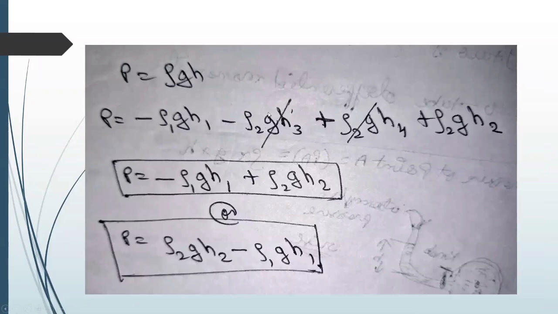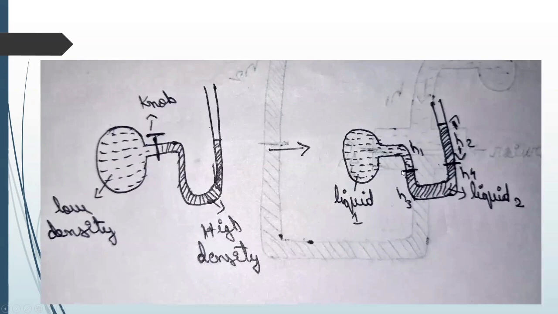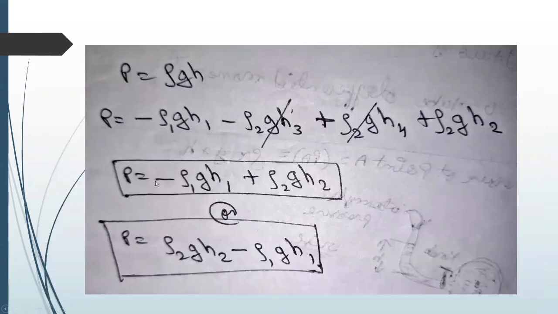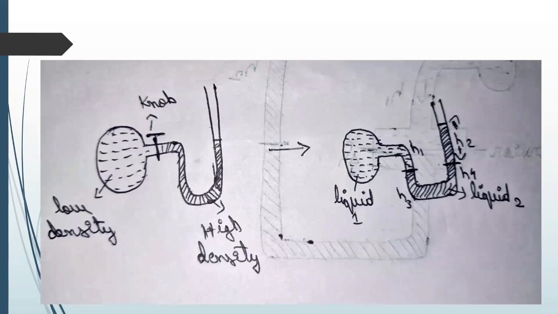तो इसमें हम rho 2 g into h3 plus rho 2 g into h4 को हम neglect कर सकते हैं, as I said earlier, because these two have the same constant level, as you can see in the slide. So we will neglect those two. So next formula क्या होगा? Pressure is equal to minus rho 1 g into h1 plus rho 2 g into h2. दूसरे तरीके से भी लिख सकते हैं, that is pressure is equal to rho 2 g into h2 minus rho 1 g into h1. So this is about the U-tube manometer.